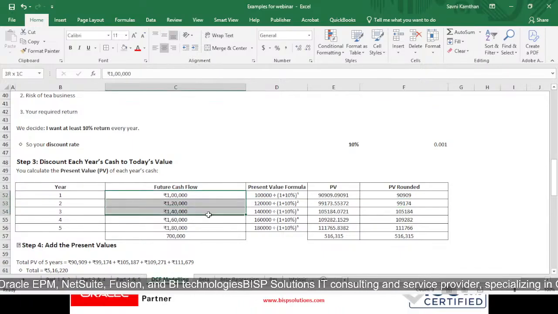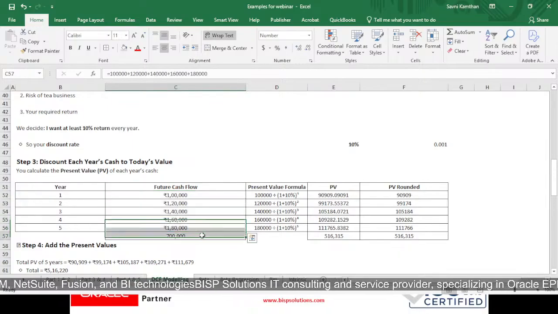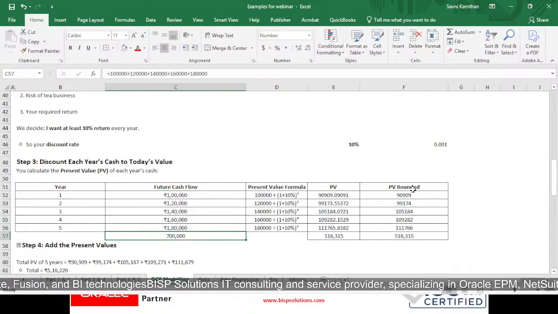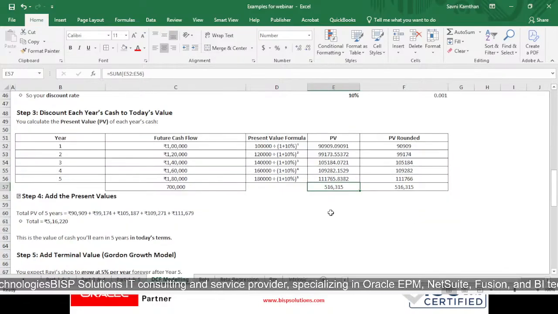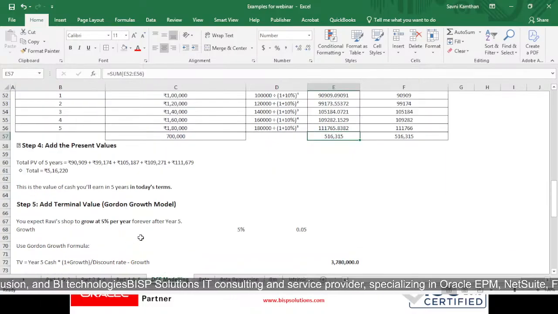So if I calculate my future values, I will be getting around 7 lakh, but if I calculate my PV, which is present value, it will be around 5,16,315. So if I add the present values, I will be getting 5,16,220 rupees, which is an approximation. I have removed the decimal sign. I want only the rounded up data. So total is our 5,16,220. So this is the value of cash we will be earning in 5 years in today's terms, right?